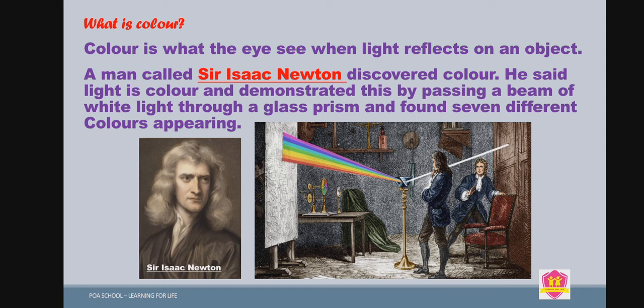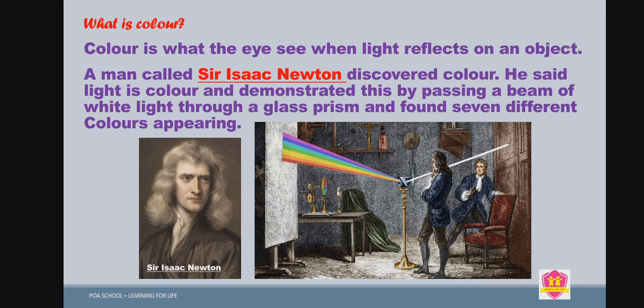So let's find out about a scientist with the name Sir Isaac Newton. I'm sure you've heard of this name in your social studies or history topics before. He is the one who discovered colors. And this is what he said about color. He said, light is color.